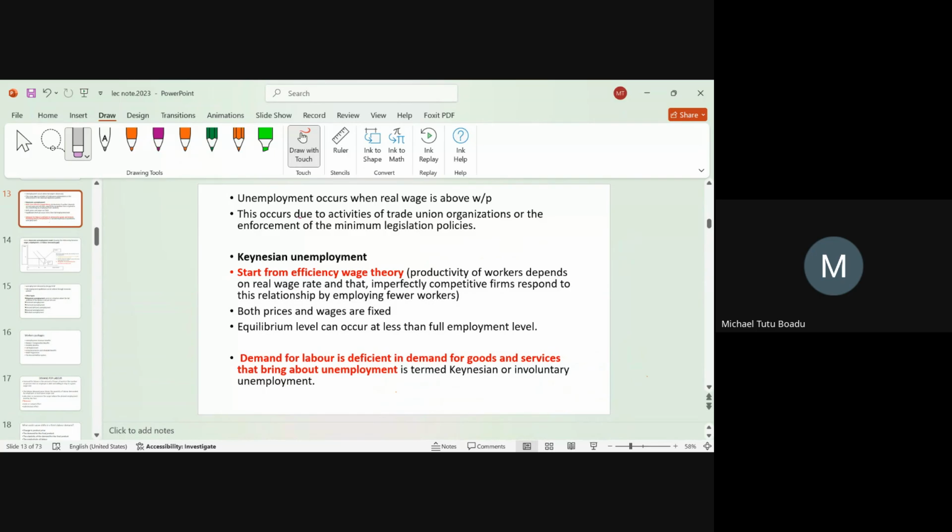So Keynes believed that every worker starts from the efficiency wage theory, where I will employ you and pay you a salary equal to your productivity level. So anytime your productivity level is less than the salary I am paying you, it calls for me to lay you off. Unemployment will occur. And the second thing is that when demand for what I am using you to produce is low, it can also cause me to lay you off.